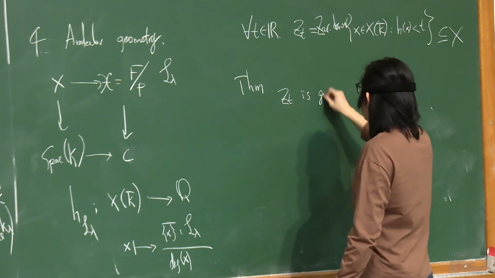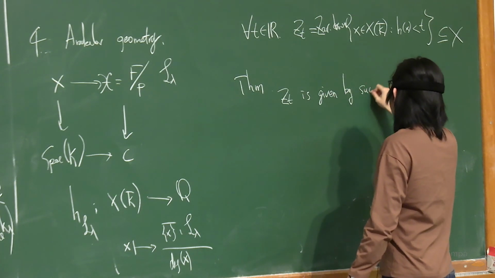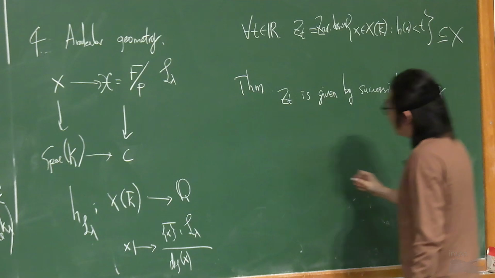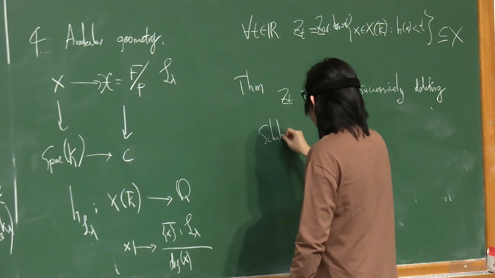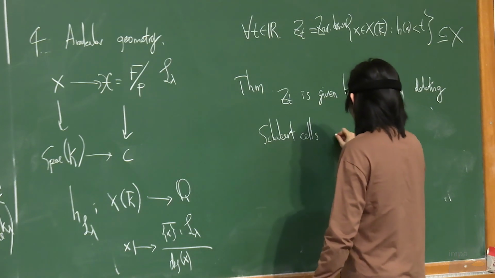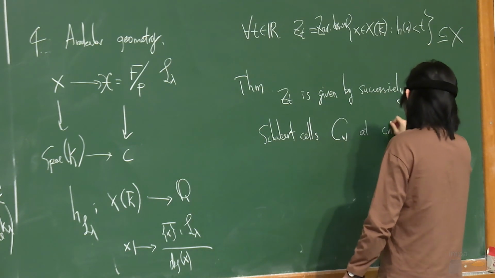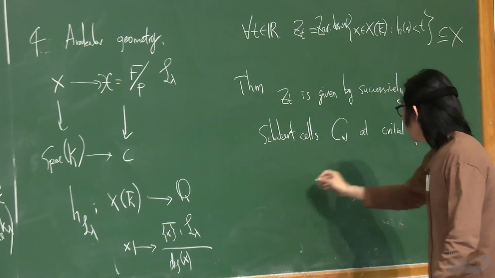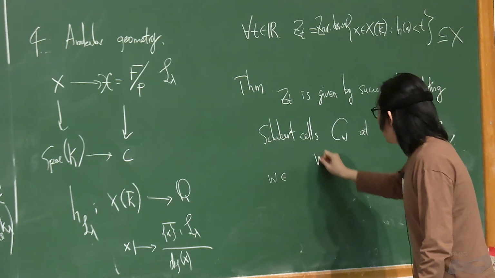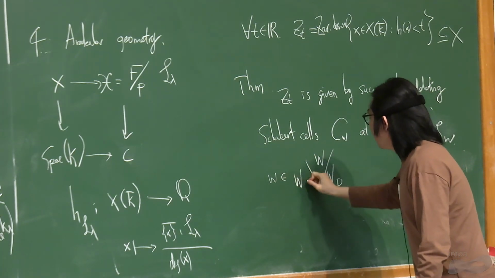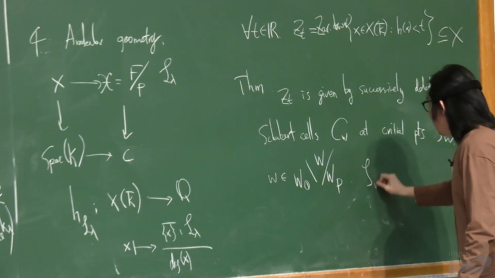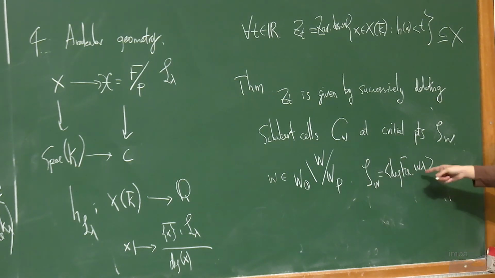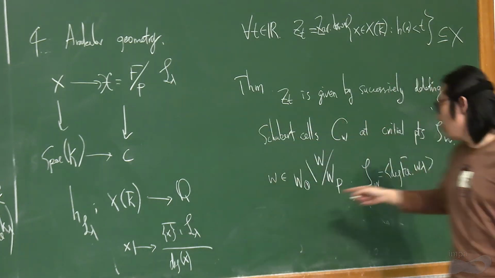It is given by successively deleting Schubert cells C_W at critical points zeta_W. Let me explain. W is some double coset in W_P modulo W modulo W_Q. And zeta_W is degree f_Q W lambda. The Weyl group can act on X_t, so you can have this.